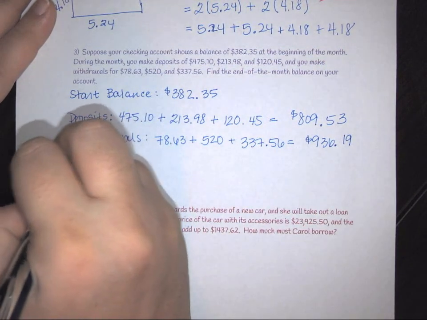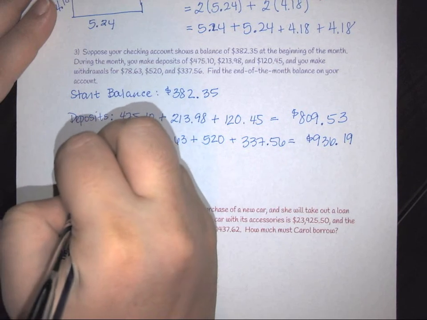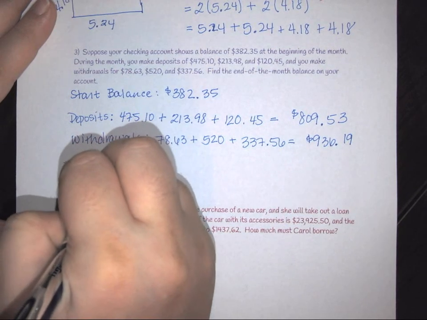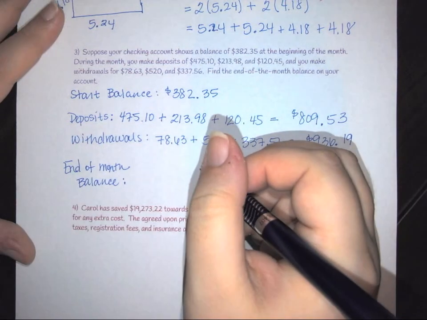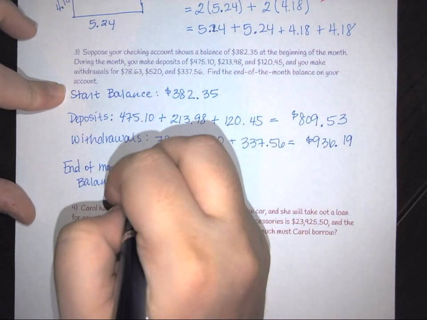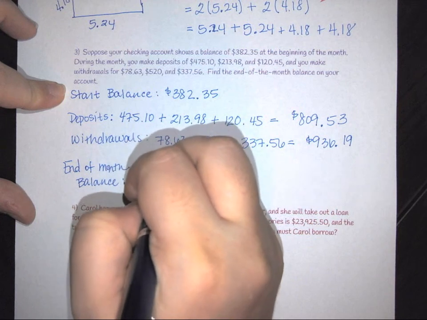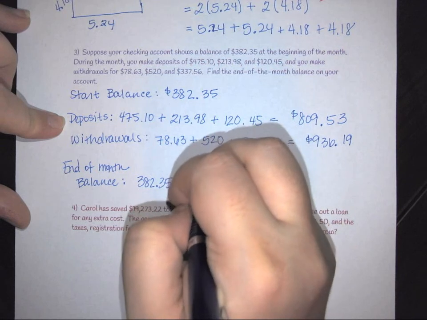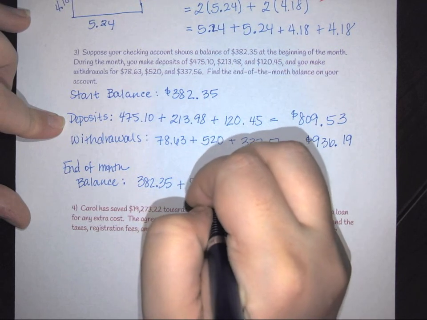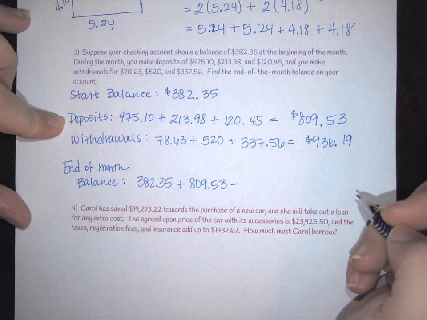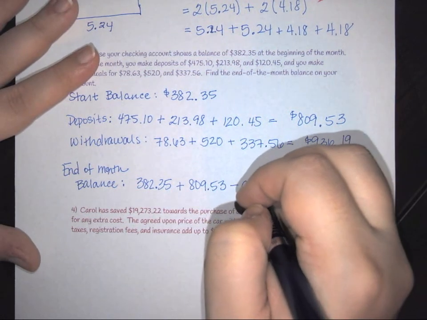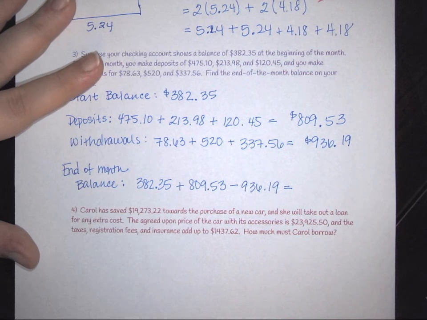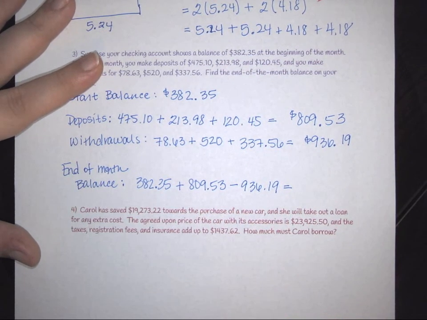So our end of the month balance is going to be found by taking where you started from, so $382.35, adding all of your deposits in, which was $809.53, and then subtracting all your withdrawals away, which was the $936.19. And that is going to leave you with the overall money in your account.